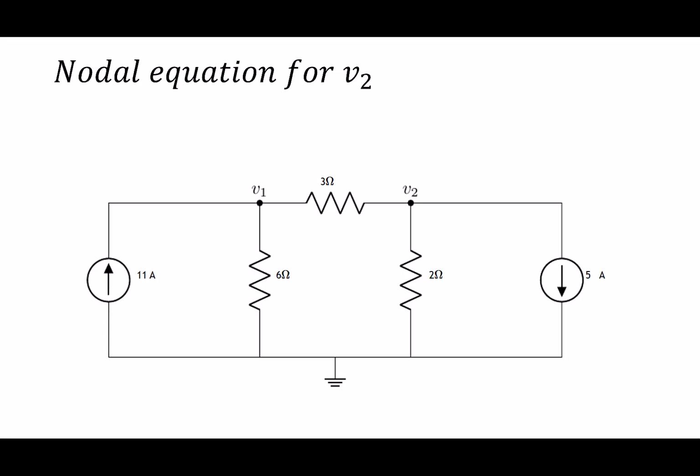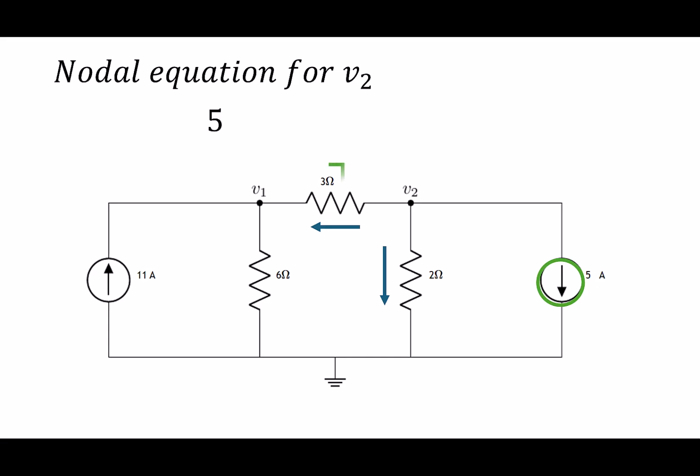Now let's find the nodal equation for V2. Let's start by drawing the currents as leaving the node. We can see we have current leaving the node through the 3 ohm resistor and the 2 ohm resistor. Additionally, we have 5 amps leaving the node. Let's start by writing our 5 down.